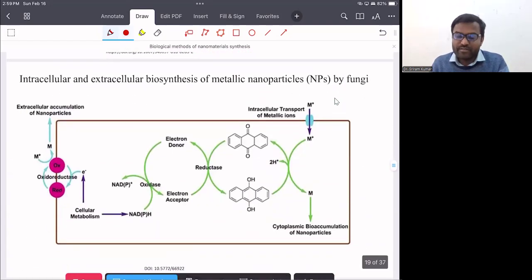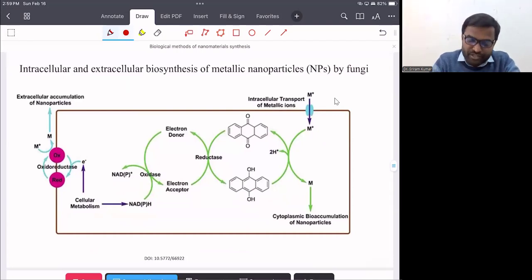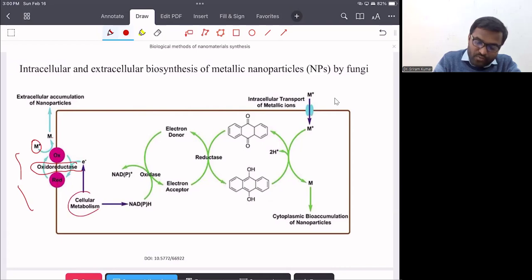If you want to further understand the extracellular mechanism here, we have an oxidoreductase kind of enzyme. In the presence of the enzyme, the metal ion gets reduced to M0, and the enzyme gets oxidized. When it is oxidized, it gets reduced again, and this kind of process happens through the cellular metabolism process.